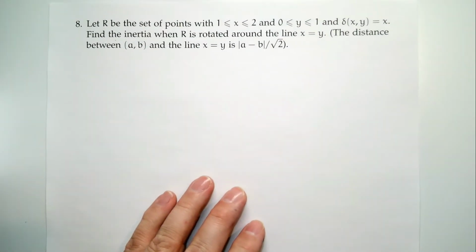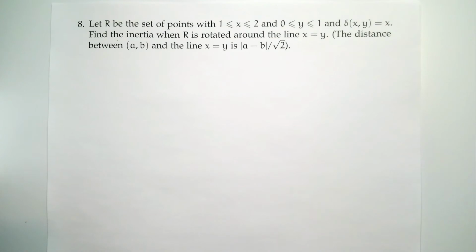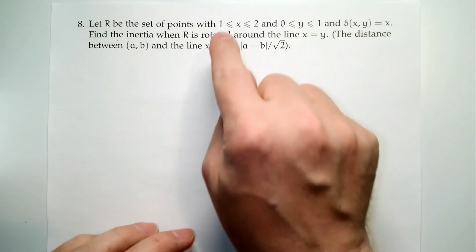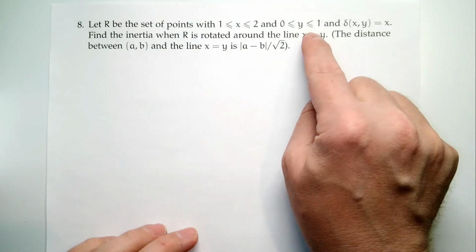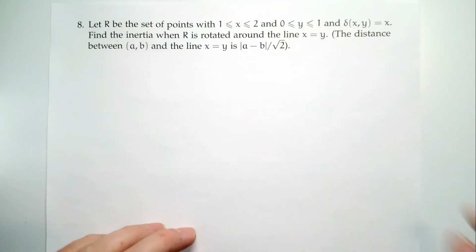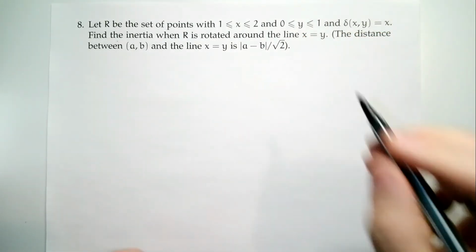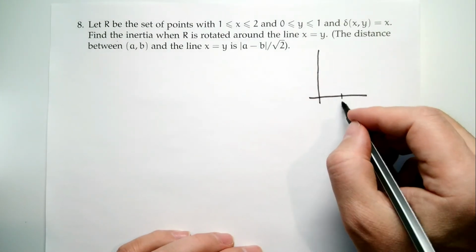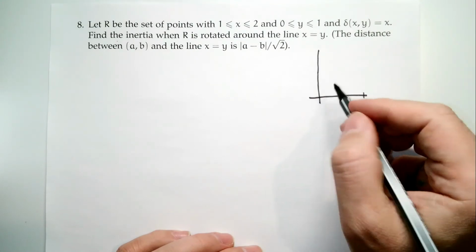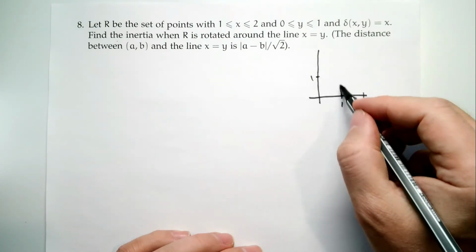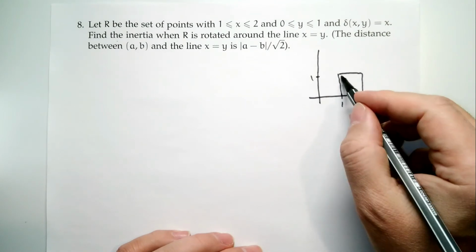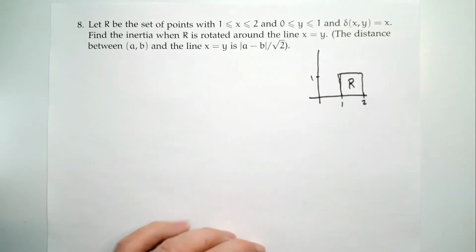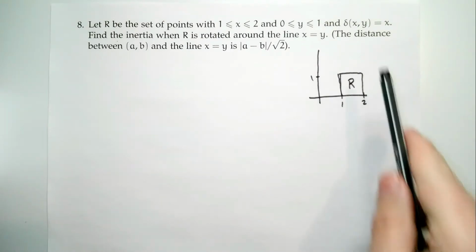Okay, good. We're getting pretty close here. We're doing great. Let's do number 8. Let R be the set of points where x goes from 1 to 2 and y goes from 0 to 1, and our density is x. So that's a little tiny square, shifted over though. So let's see, 1 to 2 and 0 to 1. So here's our region R, and our density is x.